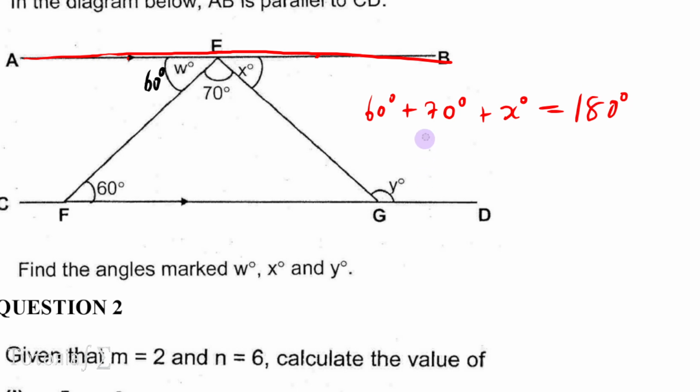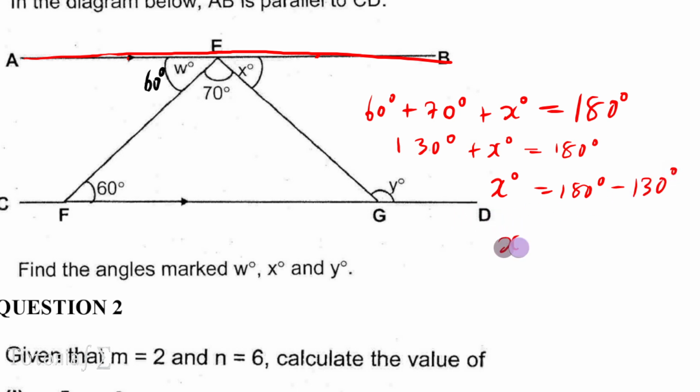You have formed your equation here, and what you can do is 60 plus 70, that is 130 degrees, plus X degrees, equals 180 degrees. Then we can transpose the 130 because we want to remain with the X alone here. So meaning that X degrees will be equal to 180 degrees minus 130 degrees. So this X degrees becomes equal to 50 degrees. So that is the value of X here.